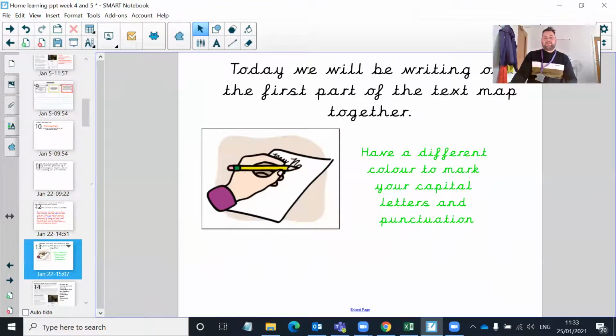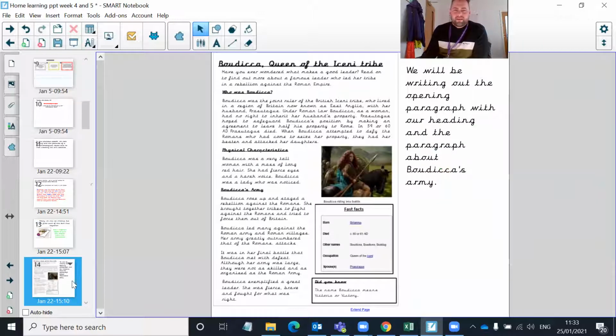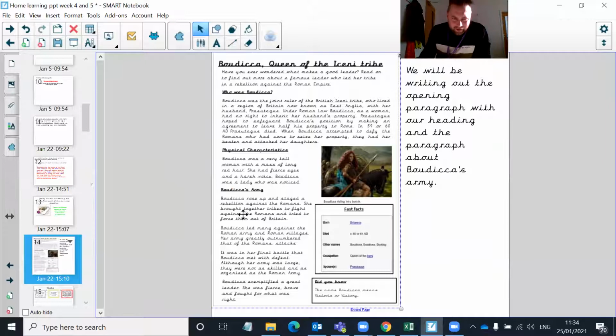Now, we're going to be writing the first part of the text map out together. I'm going to model it onto the board. Make sure you've got a different colored pencil to mark your capital letters and your punctuation. We're going to write out the first opening paragraph together and then the paragraph about Boudica's army.